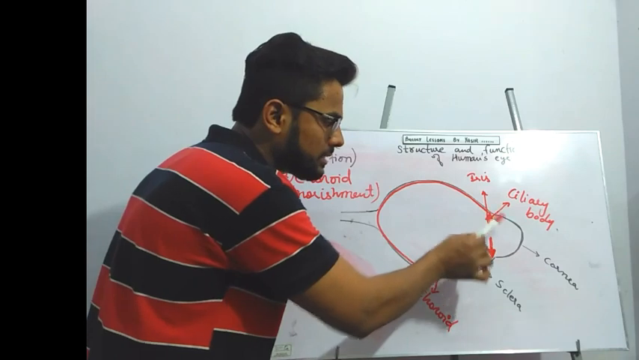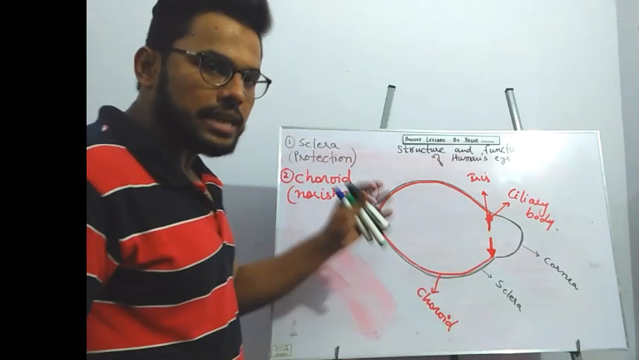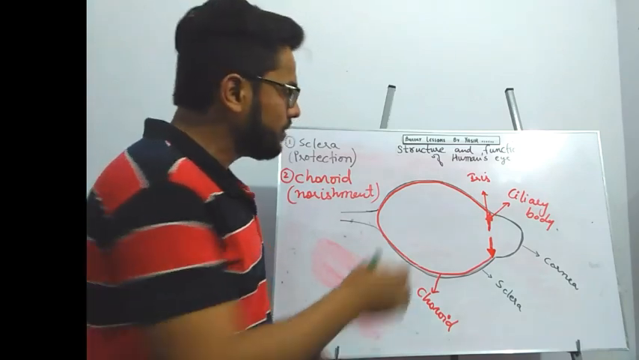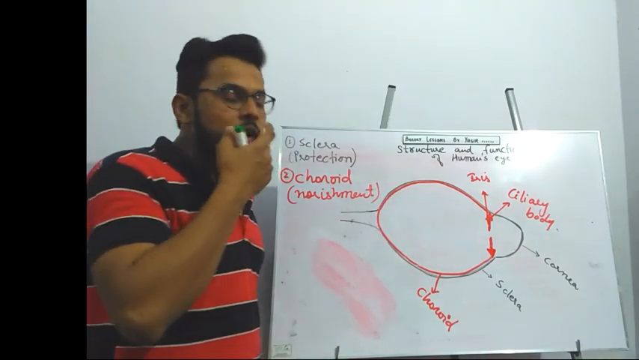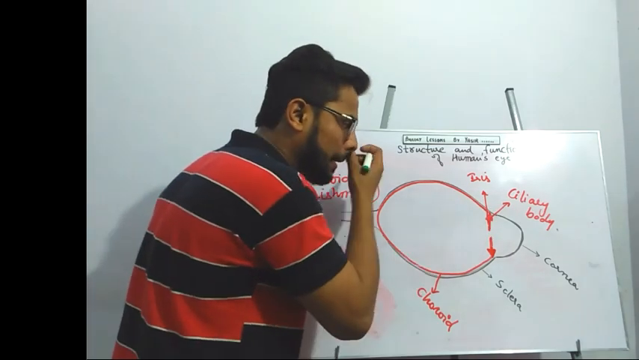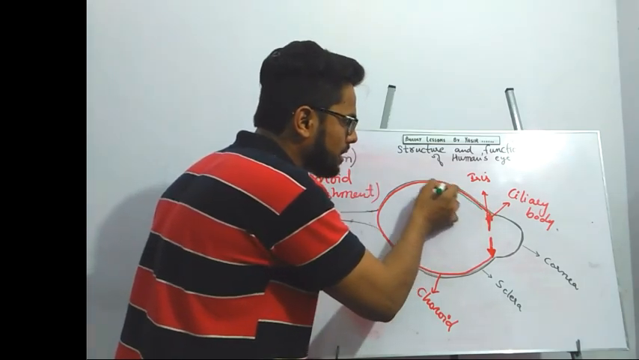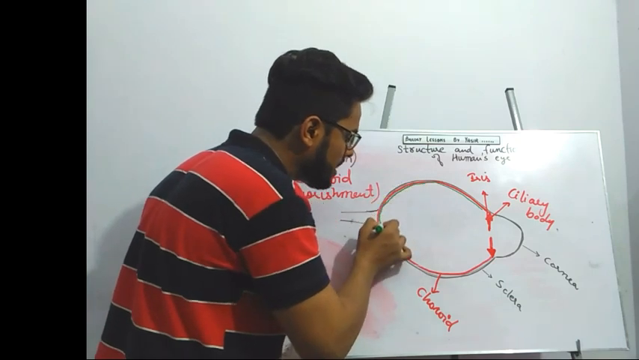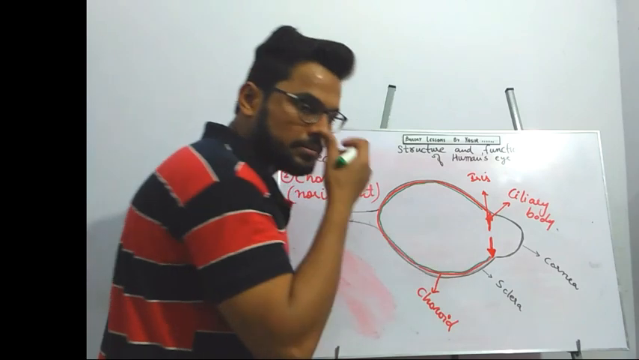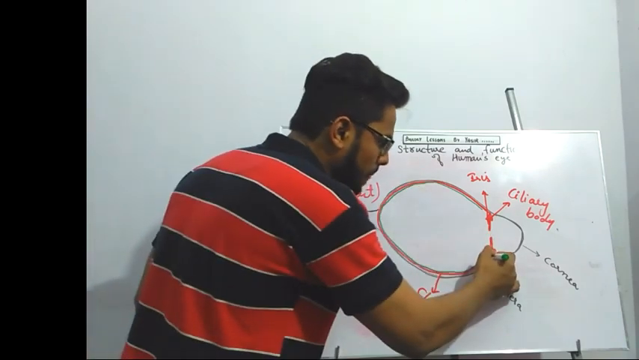And this is the iris, this is the ciliary body, this is the choroid, which is the second layer of the eye. Now the third and the most important layer, for which this protection is provided, for which this nutrition is provided, is called the retina. Retina is the innermost layer, which is present in the eye.